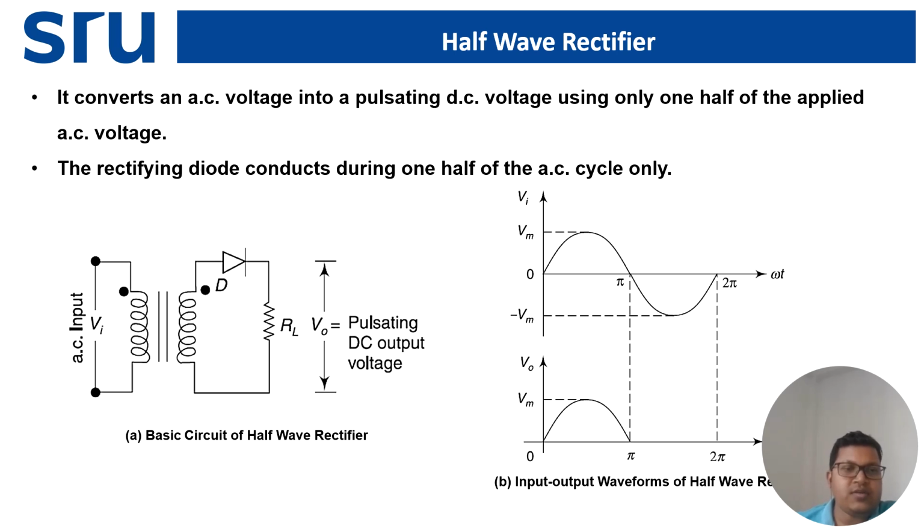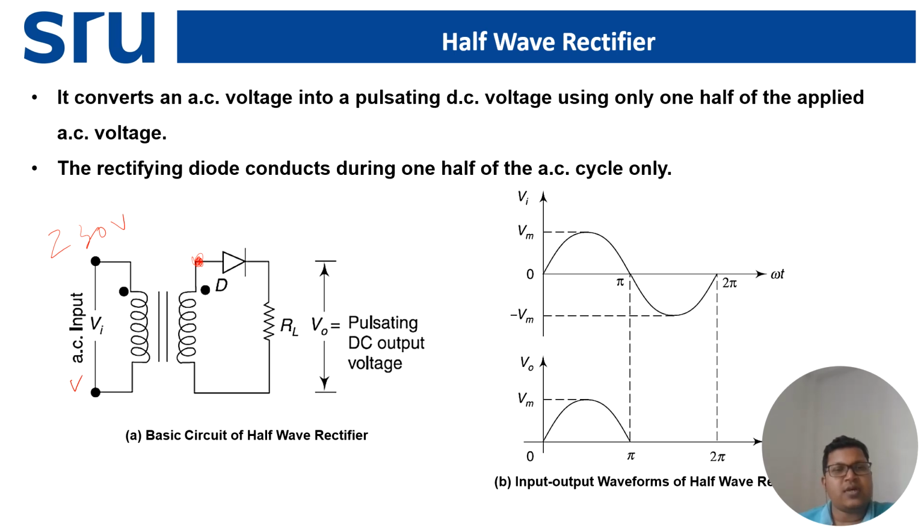Here, as you can see, this is the AC input voltage and this is the transformer. This transformer is just stepping down the voltage, because your diode cannot withstand so much voltage, as this is 230 volt. That means the transformer will just step down the voltage. And at this point the diode is connected.